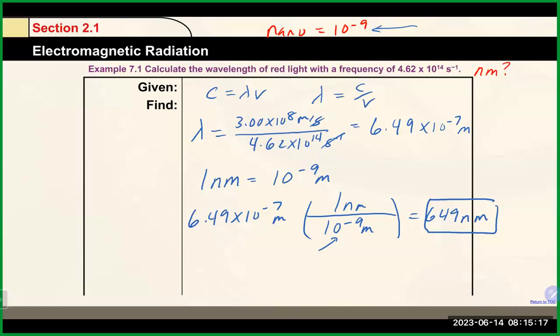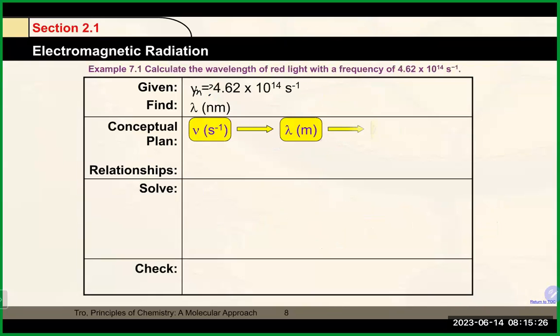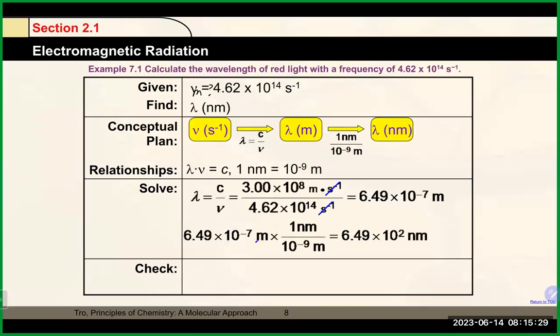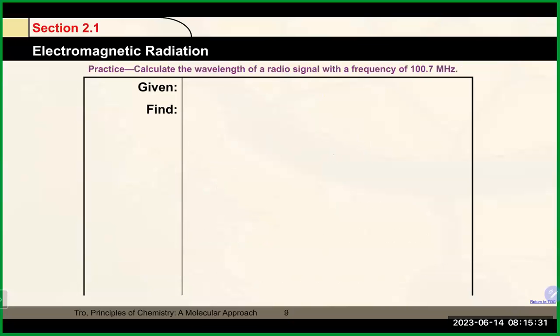Questions on that calculation? Let's try another one here. I think that's the one we just did. That's good. All right, so calculate the wavelength of a radio signal if you turn your dial to 100.7 megahertz. Mega is 10 to the 6th. So you could do this one in meters. It's fine. All right, let's take a look at this one here.